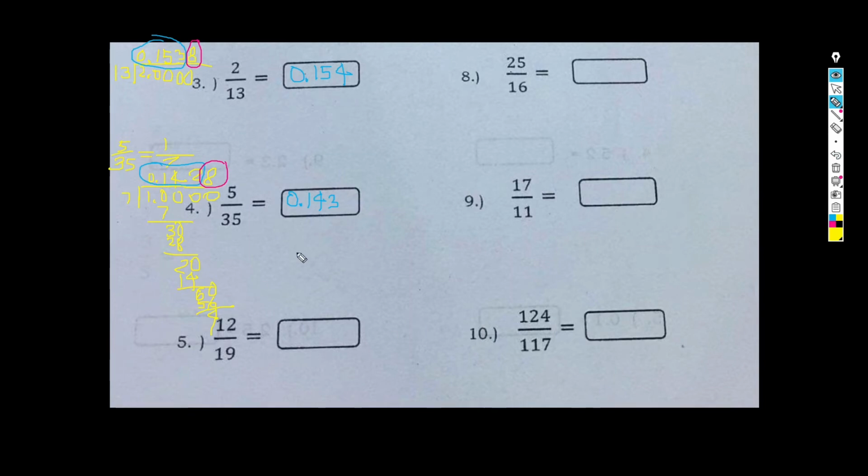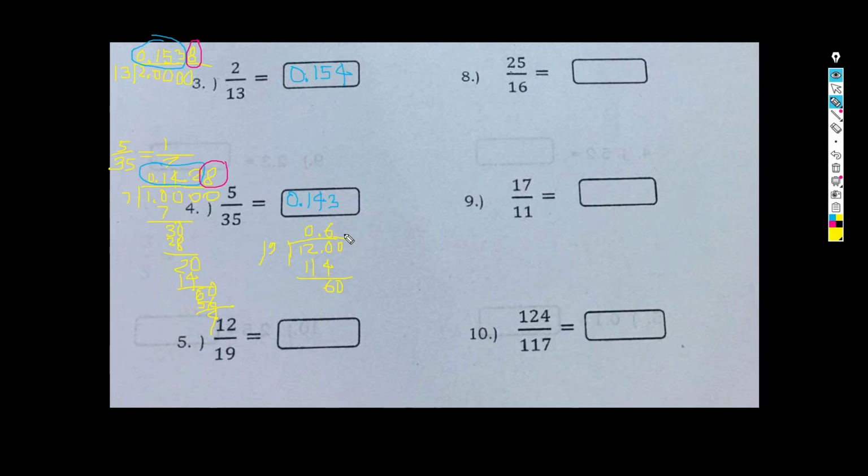12 over 19. 12 over 19. Just need to divide it. 12 divided by 19 cannot be, so we put another 0 here, so this will be 0. 120 divided by 19, that is 6. 6 times 9, that is 54. Carry 5, that is 11. So 120 divided, that is 6. And then another 0 here.